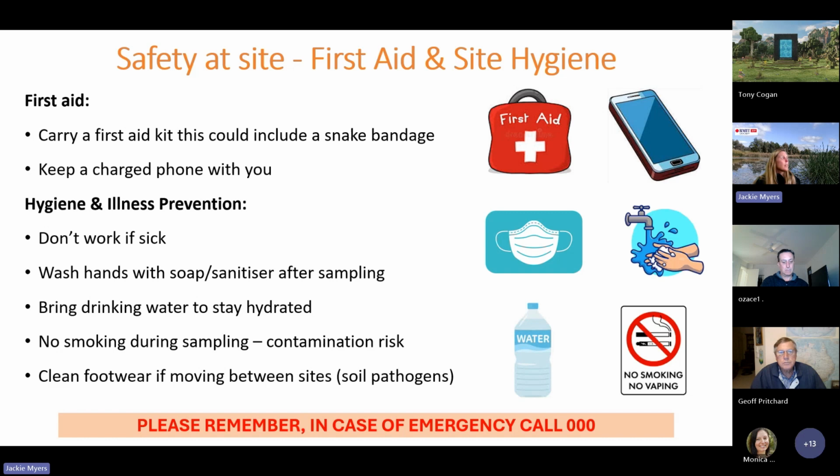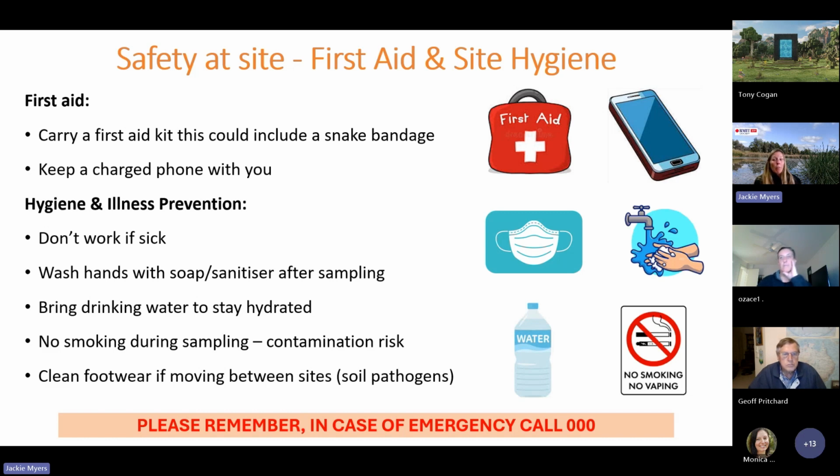This is our last slide on the safety, and it's really around first aid and site hygiene. Now, in terms of first aid kits, we won't be providing them, but if you do have one, it's a really good thing to have in your car in case there are minor incidents that happen. Another good thing to sometimes include is a snake bandage. They are specific for wrapping up if that does happen, although we've never had any instance of that. And that one you would carry with you while you're walking around the site if you have one.